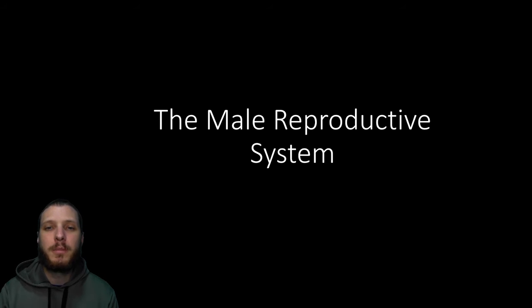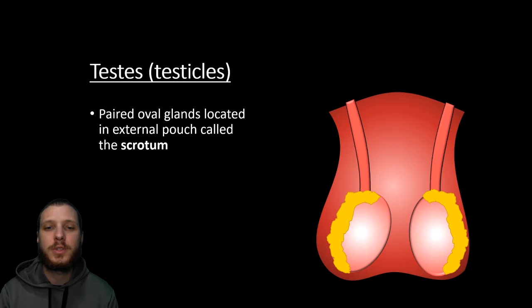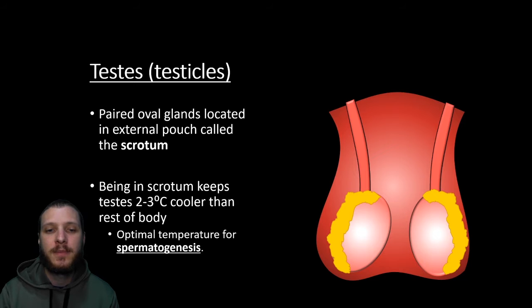So we're going to first start with the male reproductive system. We're going to begin by looking at the testicles, which are a pair of oval glands located in the scrotum, which is an external pouch. The reason that the scrotum is an external pouch is because it keeps those testicles about 2 to 3 degrees centigrade cooler than the rest of the body. And this is important because it's the optimal temperature for which sperm cells are able to be produced.